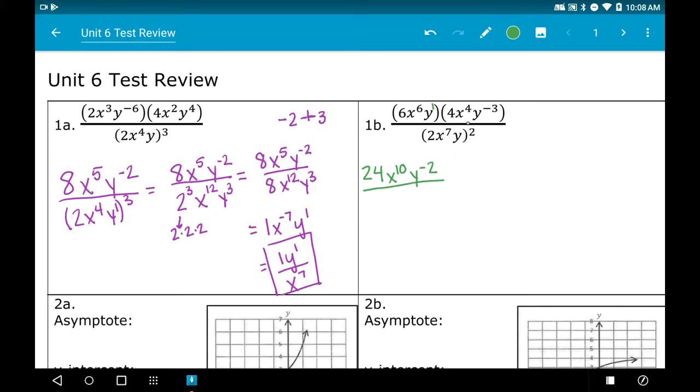And then on the bottom, I'm just going to do this step now. So it's going to be 2 to the power of 2. 7 times 2, remember we multiply these, is x to the 14th. And then y to the 1st times 2 is y squared. So then we get 24, x to the power of 10, y to the power of negative 2, all over 2 squared is 2 times 2, so that's 4. Then x to the 14th, y squared.